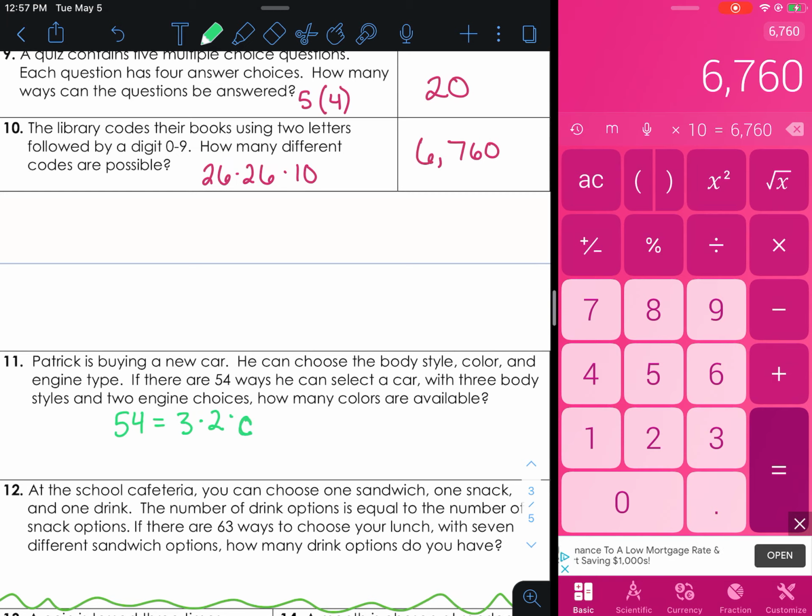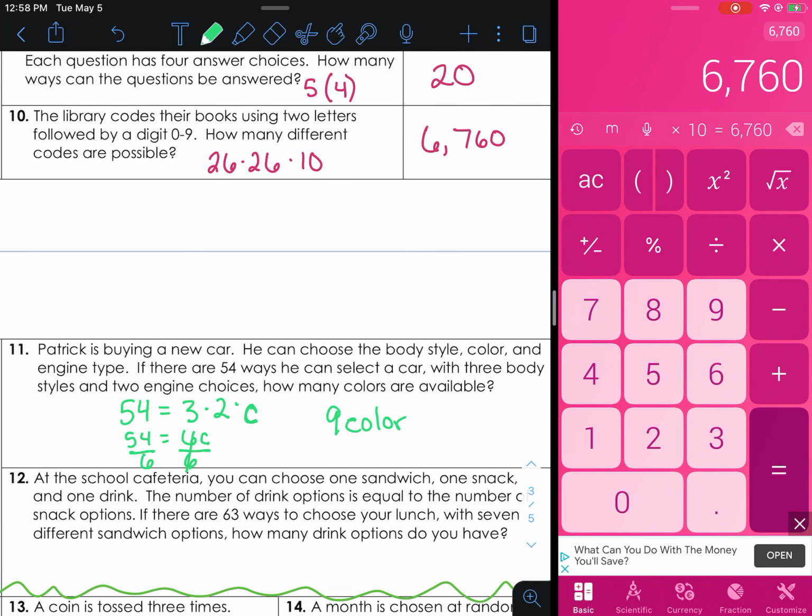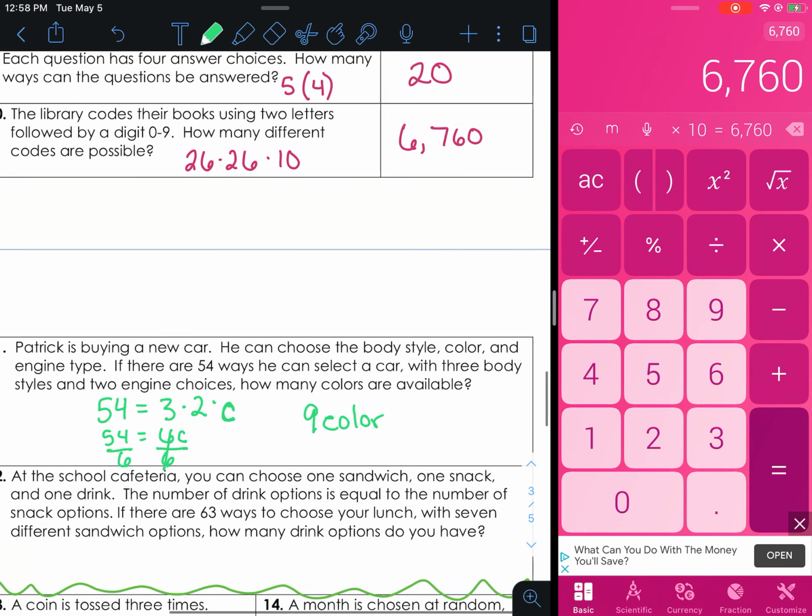So we're going to call that C. Okay, so we end up getting 54 equals 3 times 2, which is 6, times C. So in order to solve an equation like this, we divide by 6 on both sides, and we end up getting 9 color choices. And we know that there are 9 color choices because our fundamental counting principle says that the number of choices multiplied by number of choices by number of choices. So if we double check, we have 9 colors times 3 is 27 times 2 engine choices, which would give us 54.